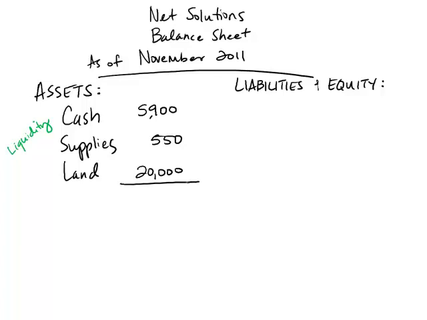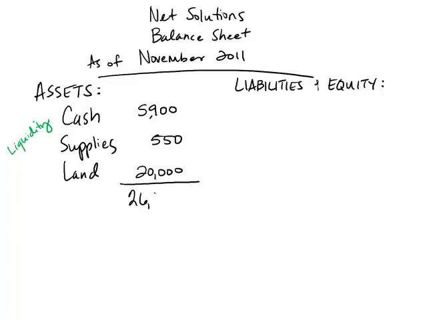And think back to the Chapter 1 lecture. Land is recorded at its cost. All these assets are recorded at their cost. So this land could be worth $50,000, but we listed it at $20,000. So that can be somewhat misleading, but that's the rule we've got to follow.